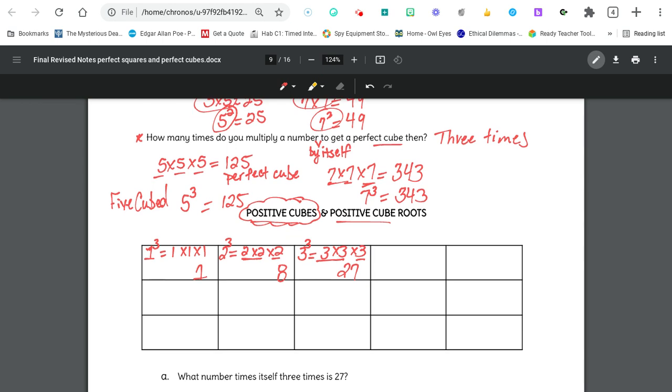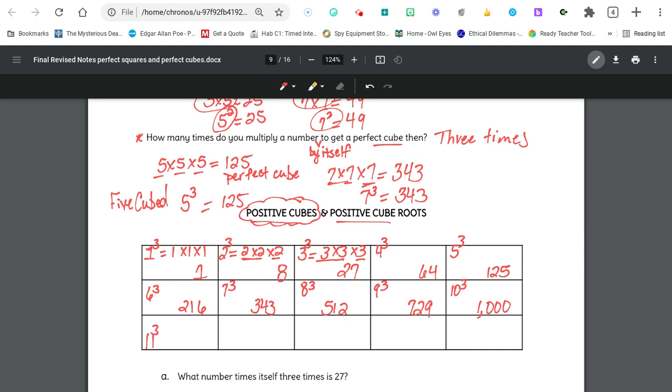All right, this is what you should have. 4 cubed produces 64. 5 cubed produces the perfect cube, 125. 6 cubed produces 216. 7 cubed produces 343. 8 cubed produces 512. 9 cubed produces 729. 10 cubed produces 1000.